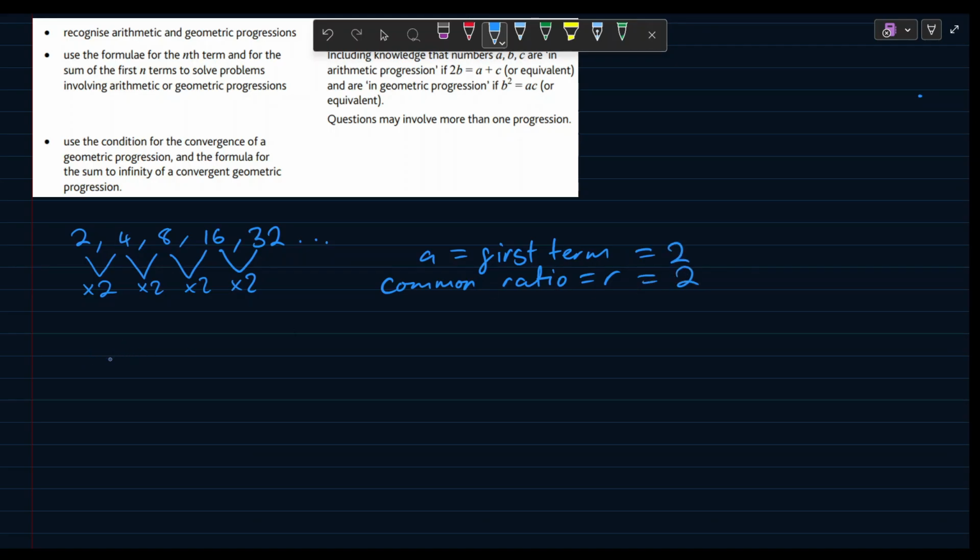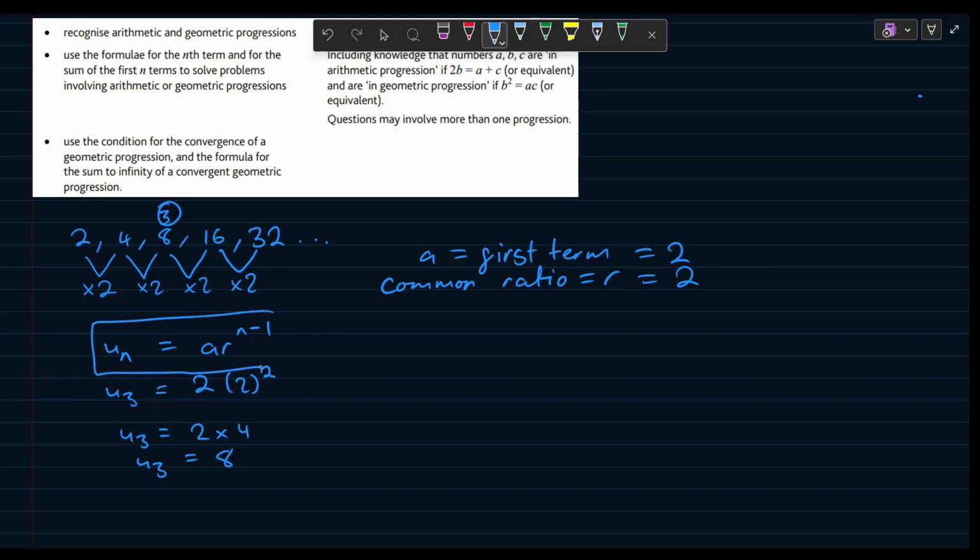So if you want to find the nth term for a geometric progression, you use the formula un is equal to ar to the n minus 1. So say for example we wanted to find the third term, u3. That's going to be our a, which is 2, multiplied by r, which is also 2, and this is being raised to the power n minus 1, so 3 minus 1, which is 2. So u3 is 2 times 2 squared, which is 2 times 4, so u3 is equal to 8. So this is the formula for the nth term for a GP, and it's also in your MF19.